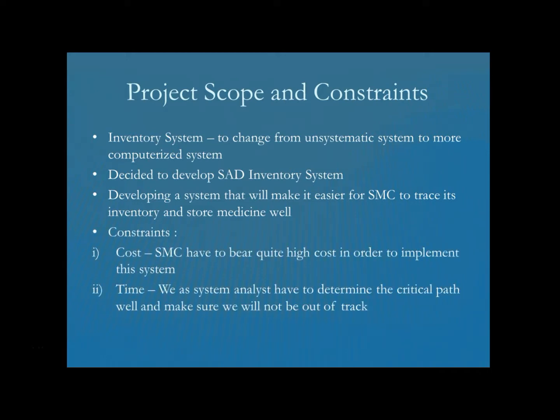Next are the constraints. There are two types of constraints. The first one is cost constraints, because SMC has to bear quite high costs in order to implement this system. And next is time constraint. We as system analysts have to determine the critical path well, and also make sure that we will not be out of track.